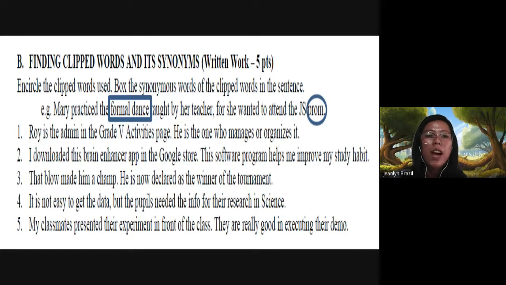And we have to box the synonymous words of that clipped word. So ano ba ang synonyms or ano ba ang meaning ng prom na ito? So it means formal dance. So you have to box the meaning of the clipped words. So yun ang gagawin natin.